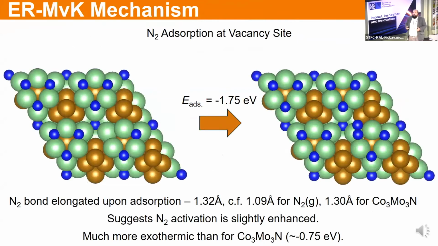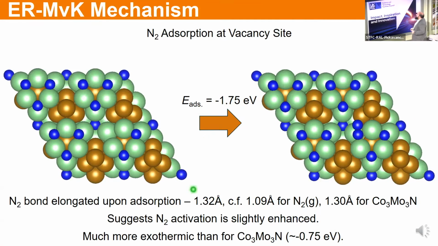So the first process associated with the Mars van Krevelen mechanism is, of course, the adsorption of an N2 molecule in this vacancy site. And what we immediately see is the process is very exothermic, minus 1.75 electron volts. And indeed, this is also the case with cobalt molybdenum nitride, but it is an entire 1 electron volt more exothermic for the iron system.